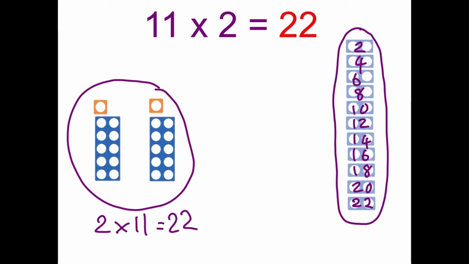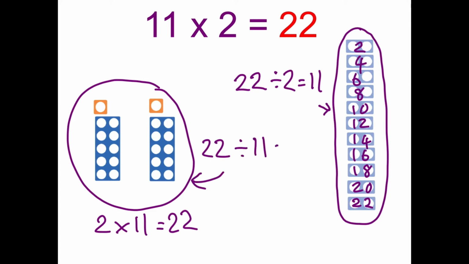And we'll just do the inverse fact as well. So if you divide 22 into 2s, which is what that picture shows, you get 11 twos. And if you divide 22 into 11s, in this picture, you get 2 11s.